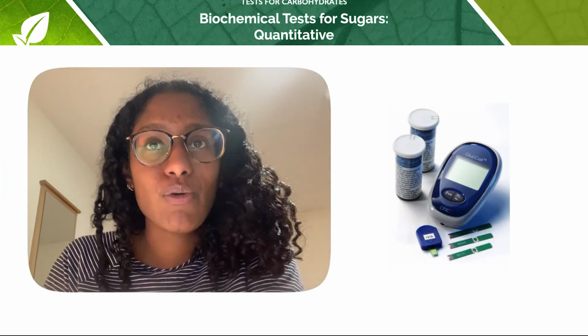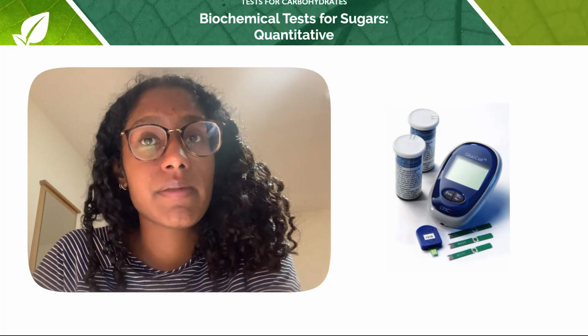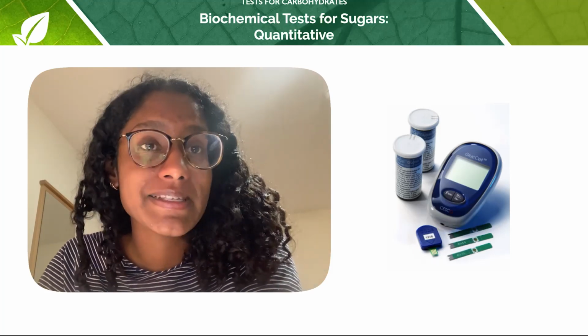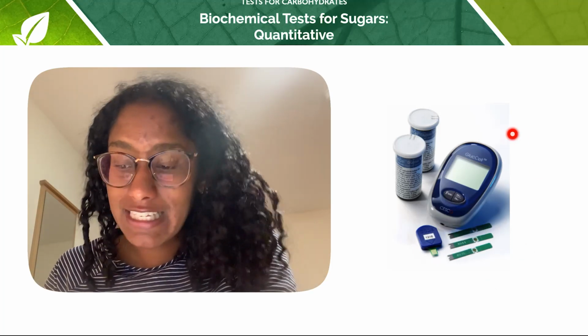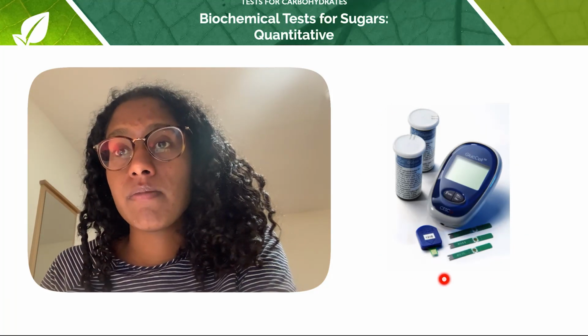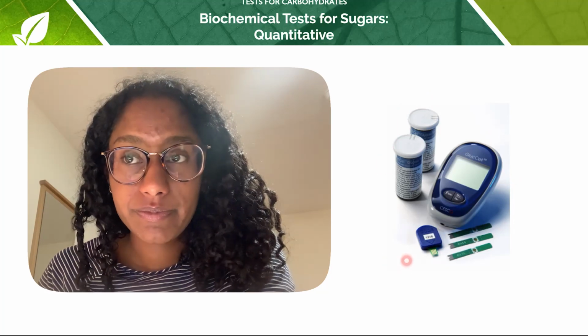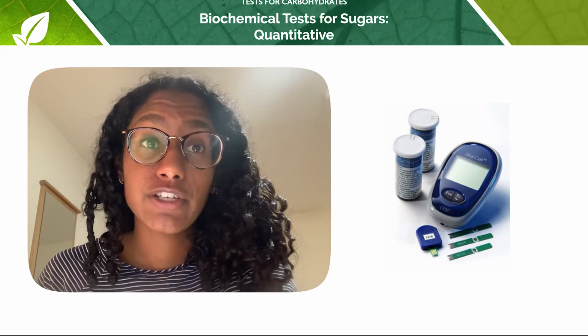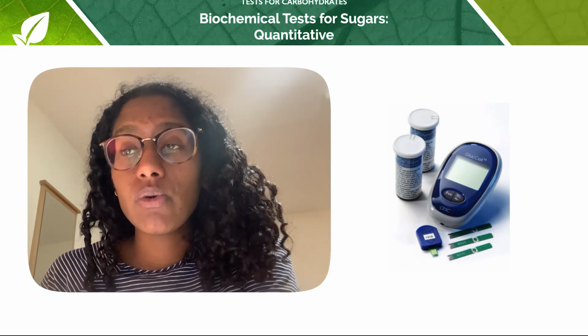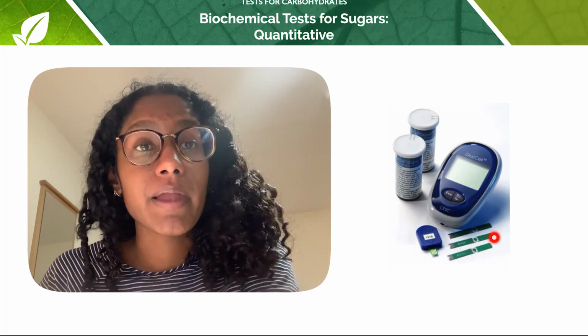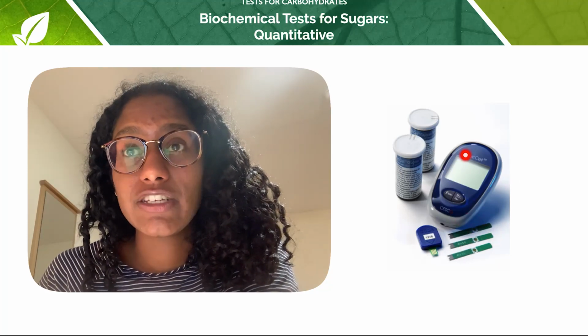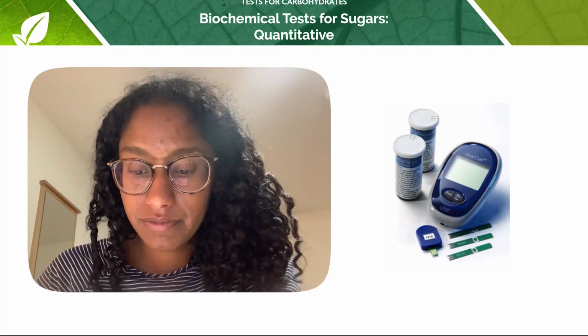Now, another way of quantifying how much of something is present in a solution is a biosensor. I don't know if any of you have ever seen any of this. So this is a monitor to detect how much glucose is present in a blood sample. And this is what diabetic patients often use. So all it involves is pricking the finger for some blood and putting that blood sample into the biosensor.